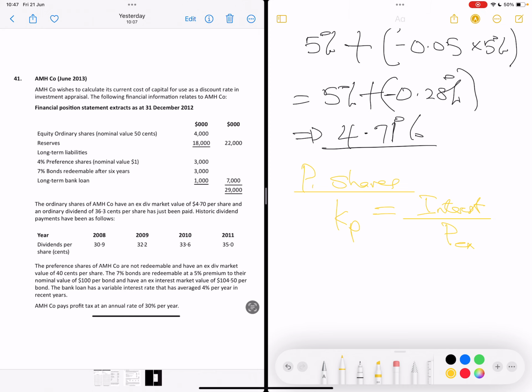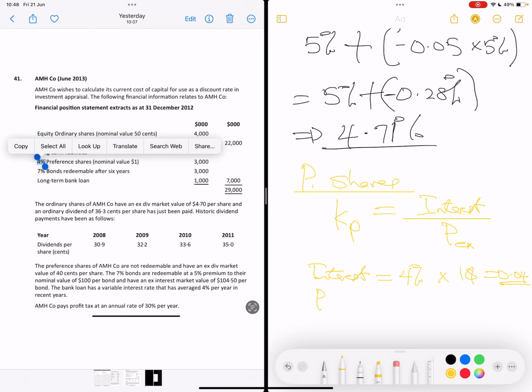This preference share is paying interest at 4%. So if you're going to pay interest at 4%, remember it's always 4% of the nominal value. So the interest of this preference shares is equal to 4% multiplied by nominal value, which is $1. And so if you do 4 times 1 divided by 100, that is your interest amount, which is equal to 0.04. So it's going to pay interest of 0.04.